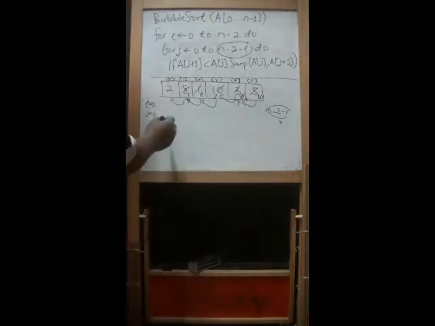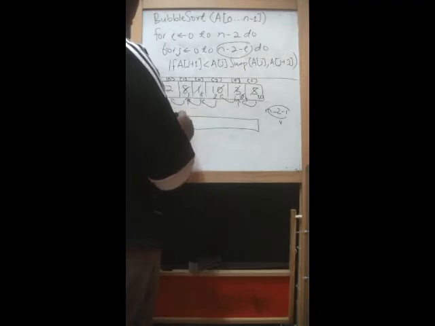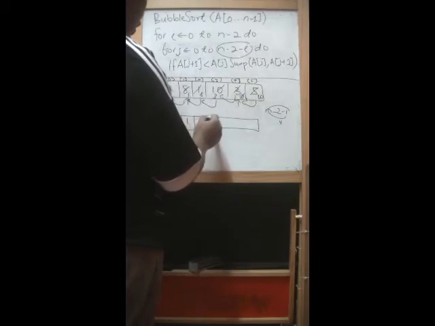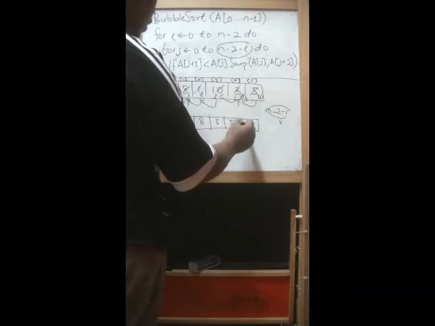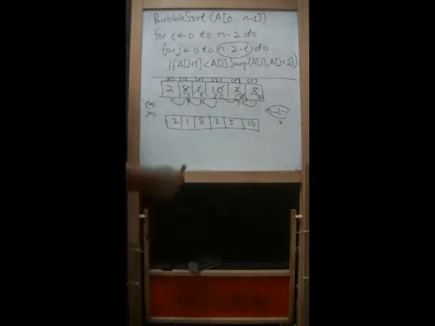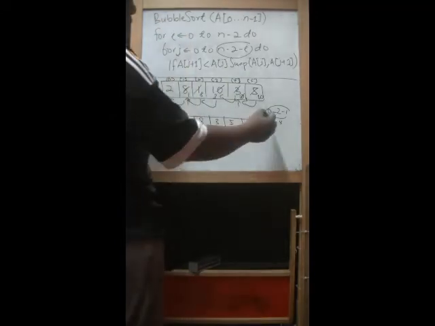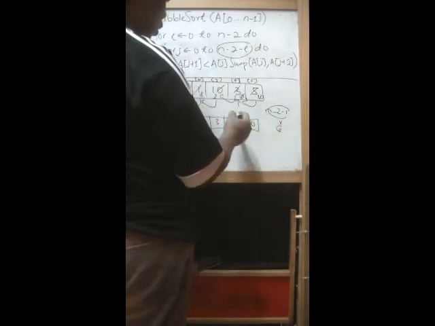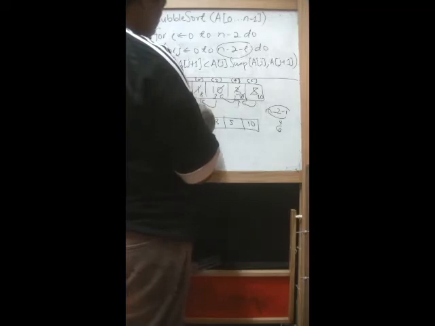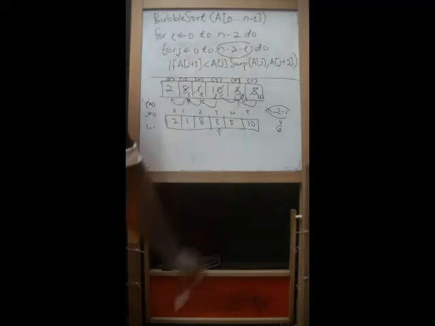Okay, so if we update after the first round, the array values change to 2 1 8 3 5 and 10. Okay, the next round will be i equal to 1. So i equal to 1 means 6 minus 2 minus 1, which is 3. So we stop here, where 3 is. 0 1 2 3 4 5. We stop here for the loop.